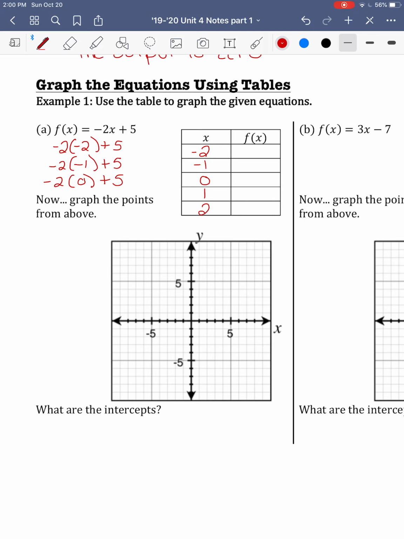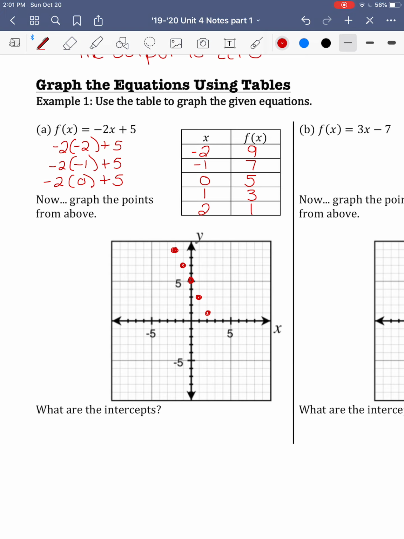So when I plug in -2, that gives me an outcome of 9, because negative times negative is positive 4, plus 5 is 9. When I plug in -1, that gives me 2 plus 5, which is 7. When I plug in 0, I get out 5. When I plug in 1, I'll get out 3. And when I plug in 2, I'll get out 1. Now I can go ahead and plot these points. -2 and 9 puts me right here. There's my first point. -1 and 7 is right here. 0 and 5, 1 and 3, and finally 2 and 1.